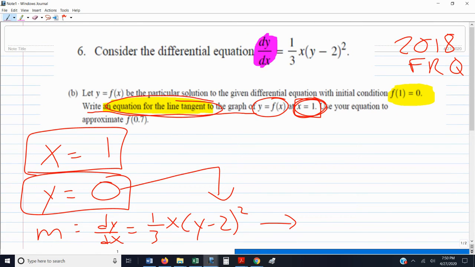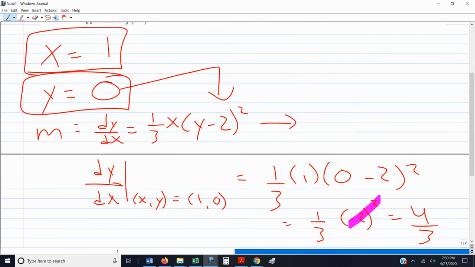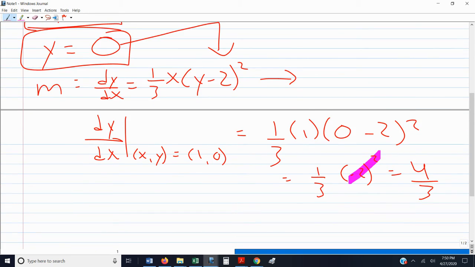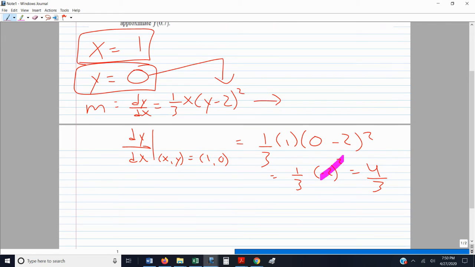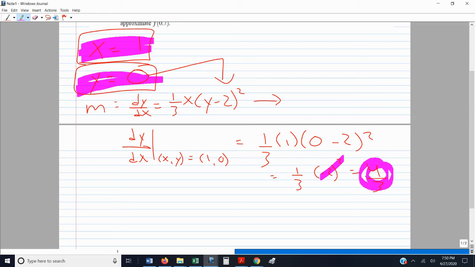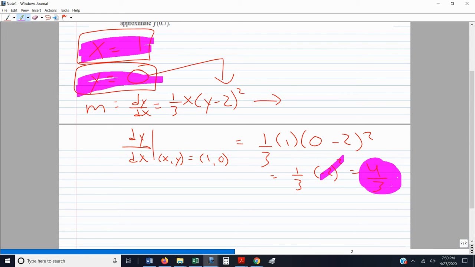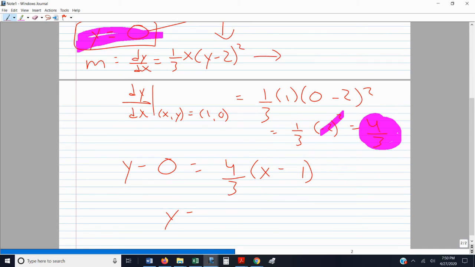Write an equation for the tangent line. So the equation of the line, let me just zoom out a little bit. The equation of the line, you have your x value, you have your y value, and you have your slope of the tangent line, or the derivative. So y minus y1 equals m times x minus x1. And I'm going to just say y minus 0 is just y. So that is the equation of the tangent line to f of x at x equals 1.